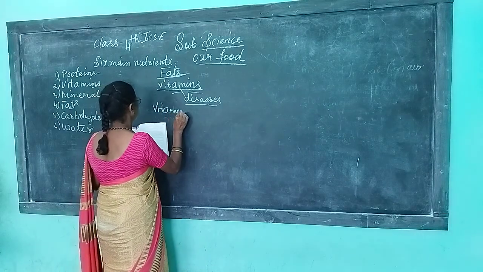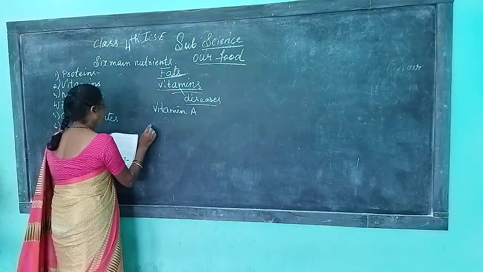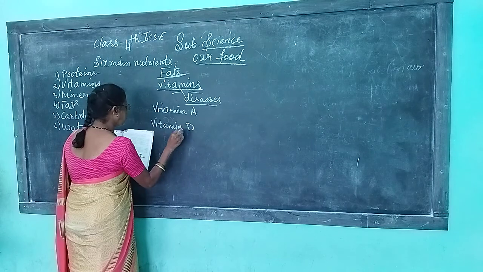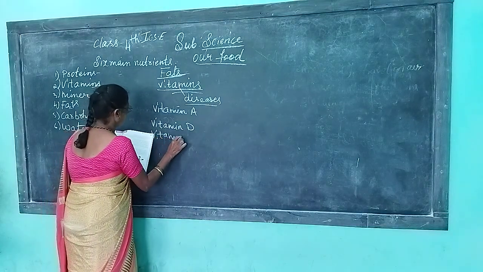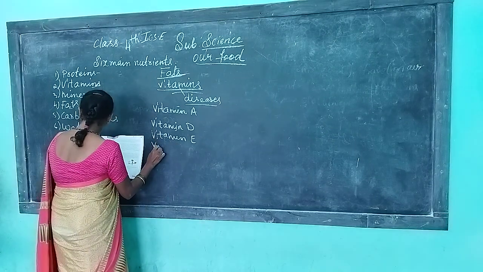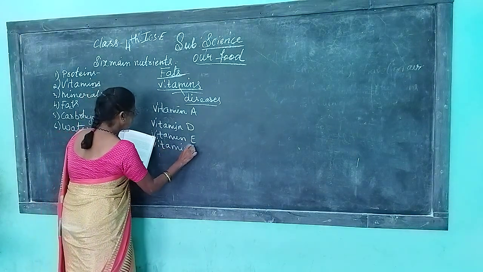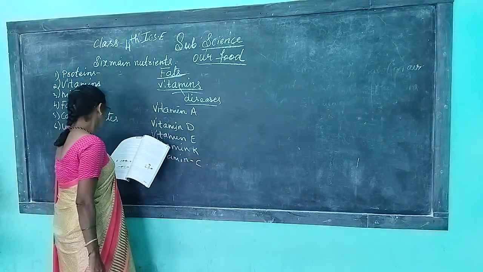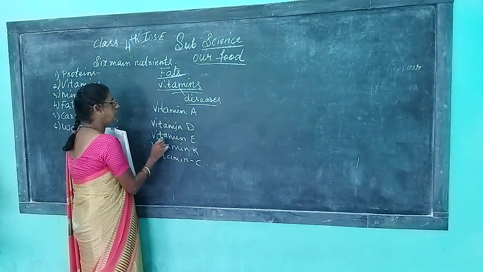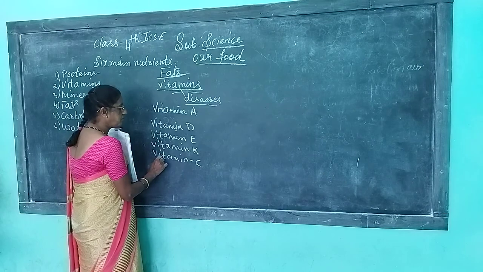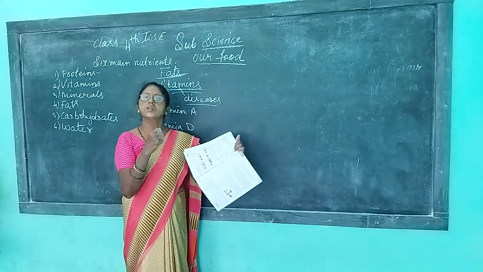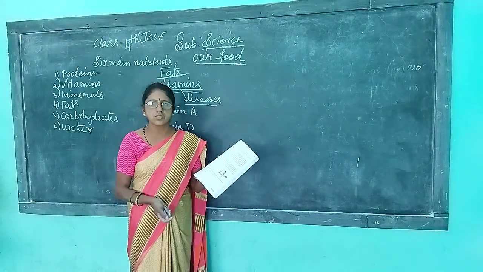So that is vitamin A, vitamin D, vitamin E, vitamin K and vitamin C. So vitamin A, vitamin D, vitamin E, vitamin K, vitamin C. So vitamin A, how it helps us and what diseases we get if we do not take it.